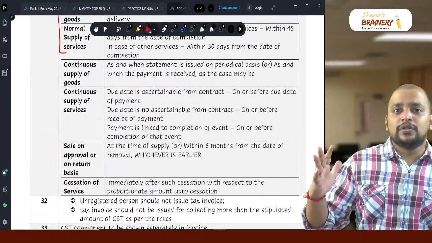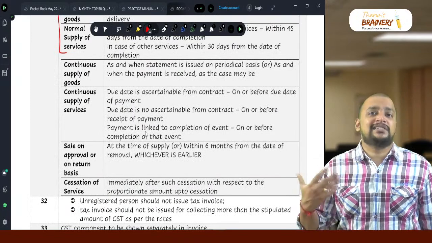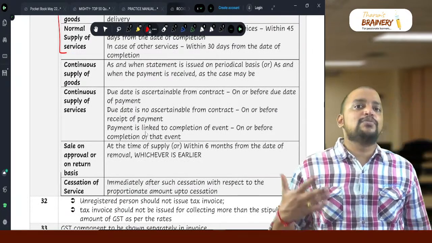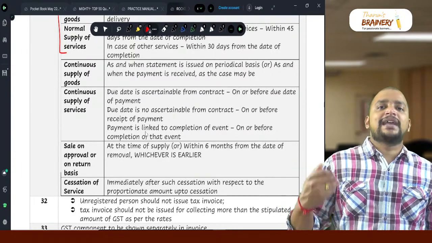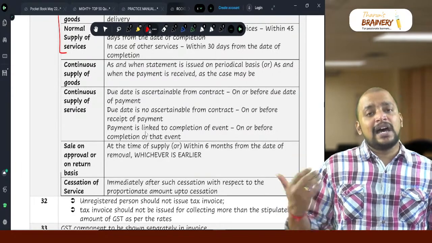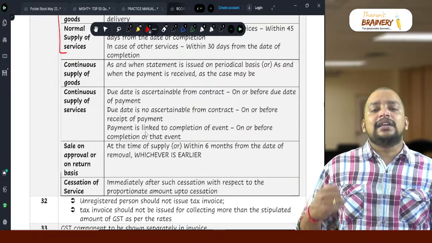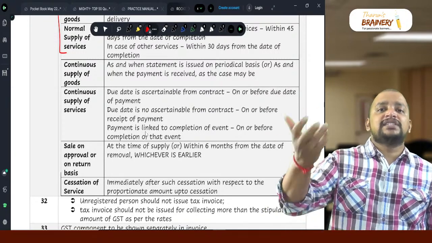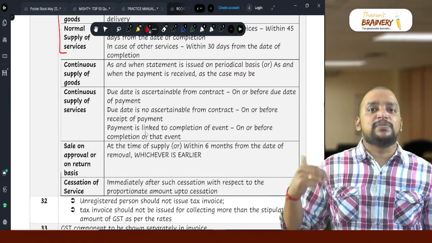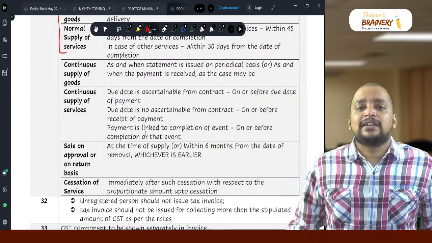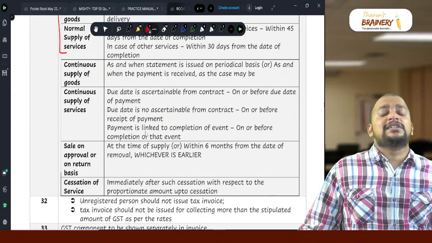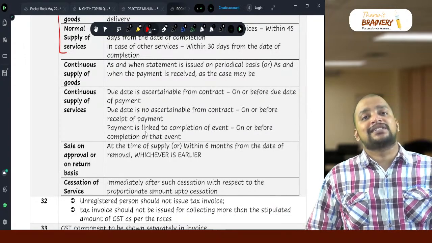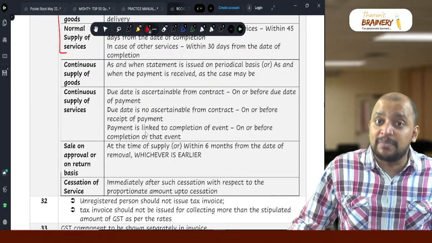So normal goods: supply involves movement of goods, at the time of removal. Supply does not involve movement of goods, at the time of delivery. Normal services, that is banking and insurance, 45 days. Other cases, 30 days. Then continuous supply of goods: as and when the payments are received, or as the case may be, account statement is issued. And continuous supply of service: due date ascertainable in the contract; such due date not ascertainable but linked to completion of an event, such completion of event; otherwise the date on which payments are received.